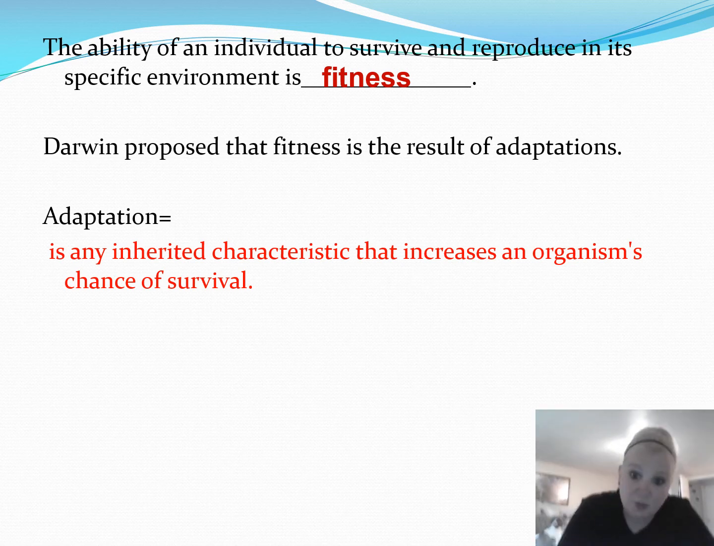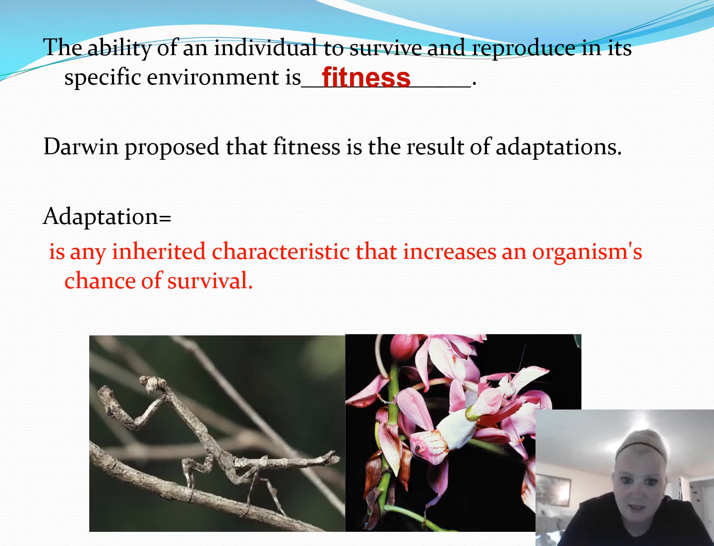So I keep using this word adaptation. It's a characteristic that you inherit that increases your chance of survival. So for instance, it could be a coloring pattern in bird feathers that makes them able to camouflage better than others. It could be the production of fur, things like that. It's just something that you have as a characteristic that allows you to survive and reproduce in your environment.